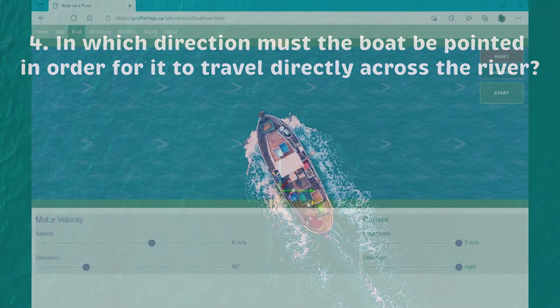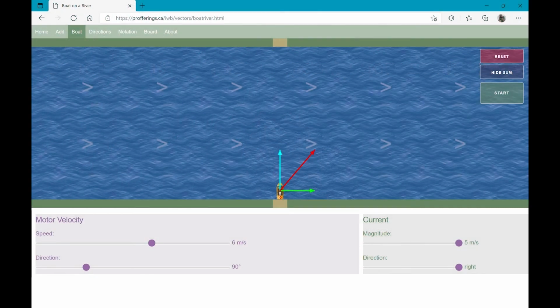A lot of people's first reaction there is, well, if it's going 40 degrees in the downstream direction, all I need to do is point it 40 degrees in an upstream direction, and then it will go straight across the river. So let's try that. If I point it 40 degrees further upstream from the way it was pointing, which is about there, where does the boat actually go?